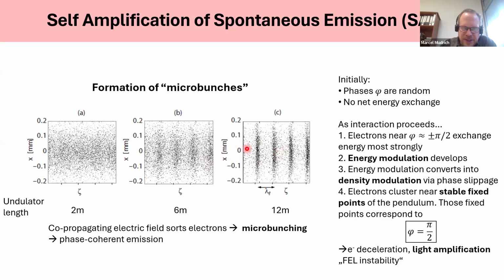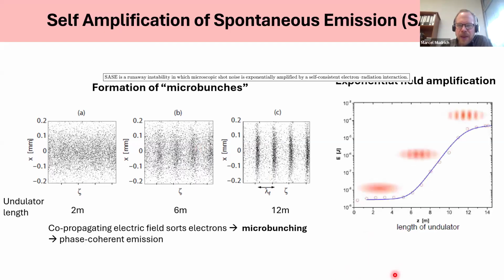Of course, this cannot go on eternally, because eventually the electrons would lose their kinetic energy and run out of this phase condition again, and then light amplification would saturate. But this process of spontaneous coupling of the electron bunches to their own radiation field is called the free electron laser instability.